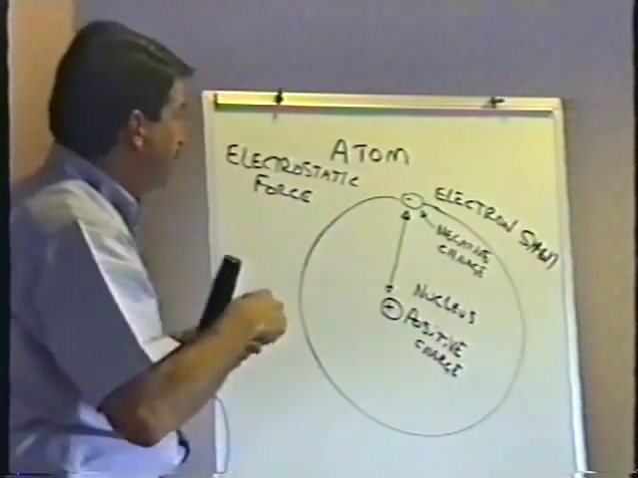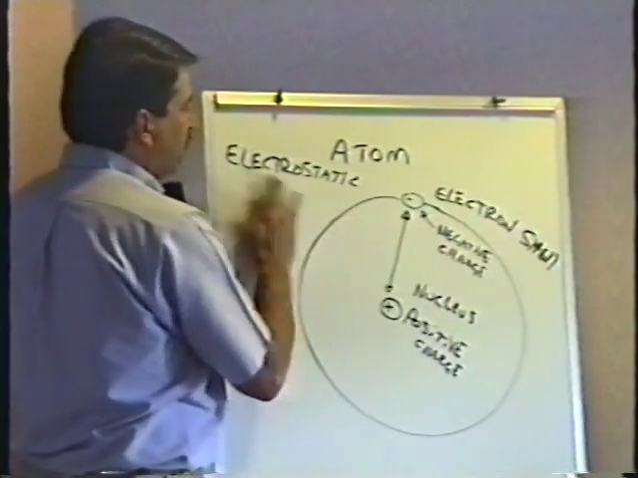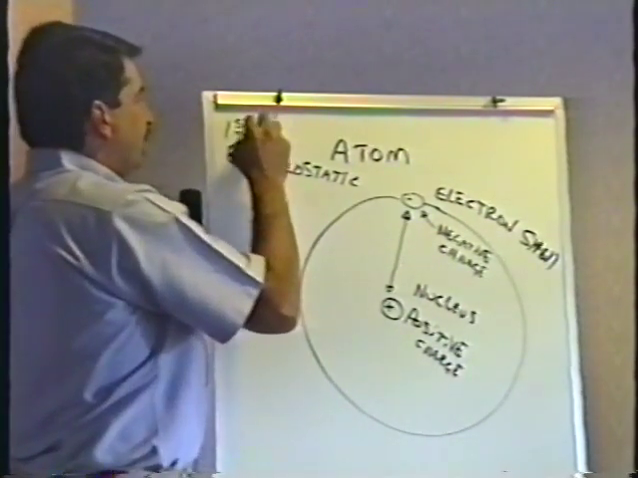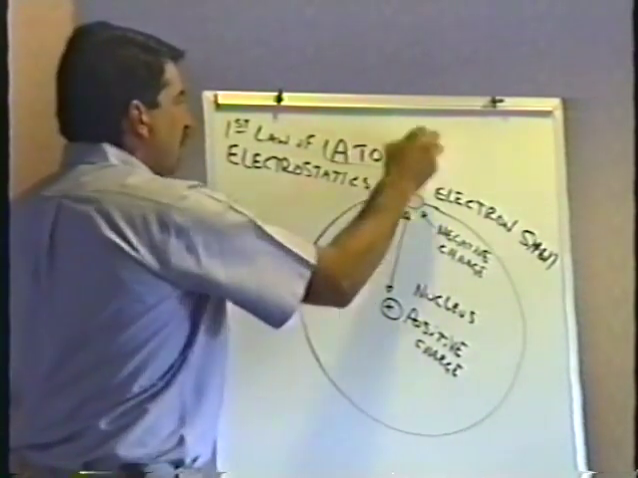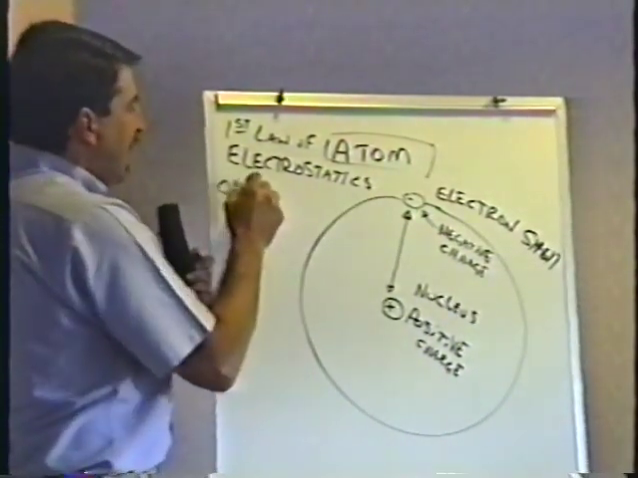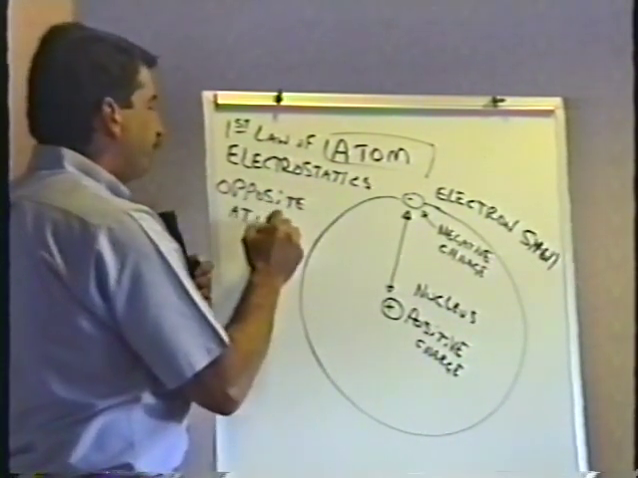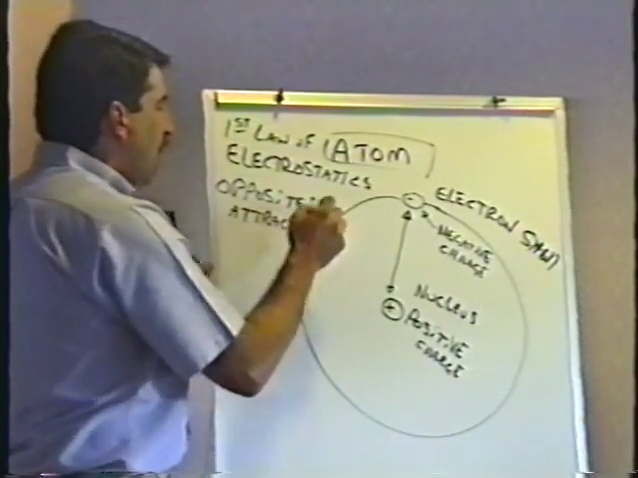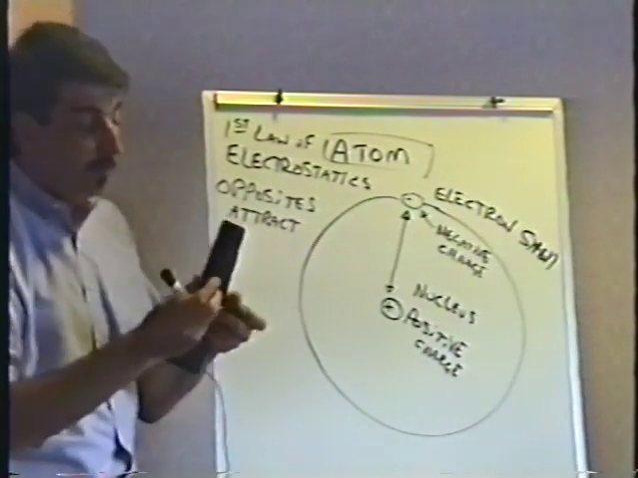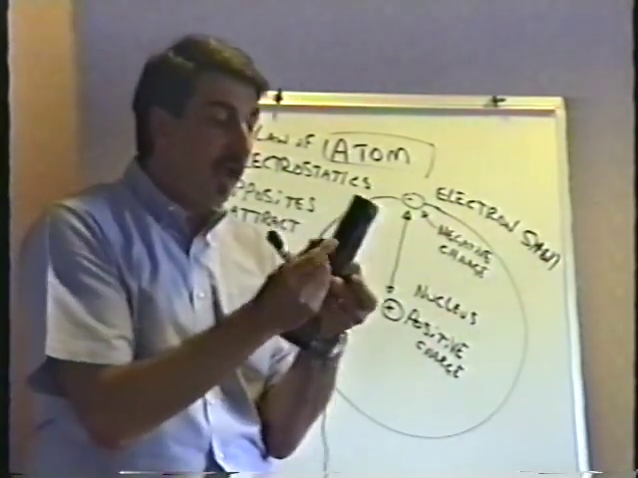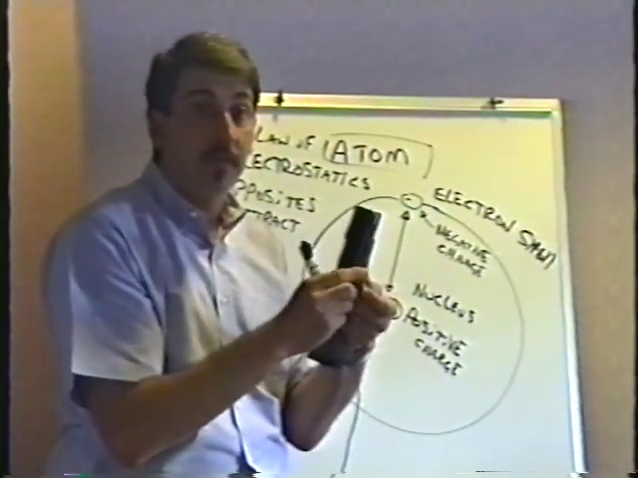And in fact, that happens to be one of the laws that we use in electronics. It happens to be called, and you don't really have to know this, the first law of electrostatics. The first law of electrostatics states that opposite charges attract. Opposites attract, opposite charges attract. And again, it's just like it is with magnets. Opposite poles of a magnet attract, north pole and south pole, opposite electrical charges attract as well.